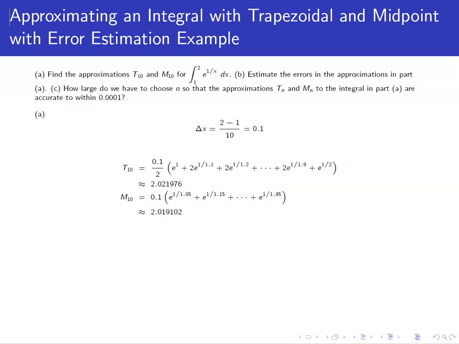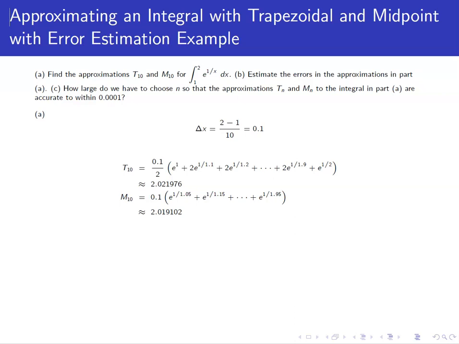In this video, we're going to use trapezoidal and midpoint rules to approximate an integral, and then use the error formulas to figure out about what the error is in the approximation, or at least an upper bound for the error in the approximation. So let's look at the integral from 1 to 2 of e to the 1 over x dx. We're being asked to find an approximation for the integral using 10 subintervals for each of the trapezoidal and midpoint rules.